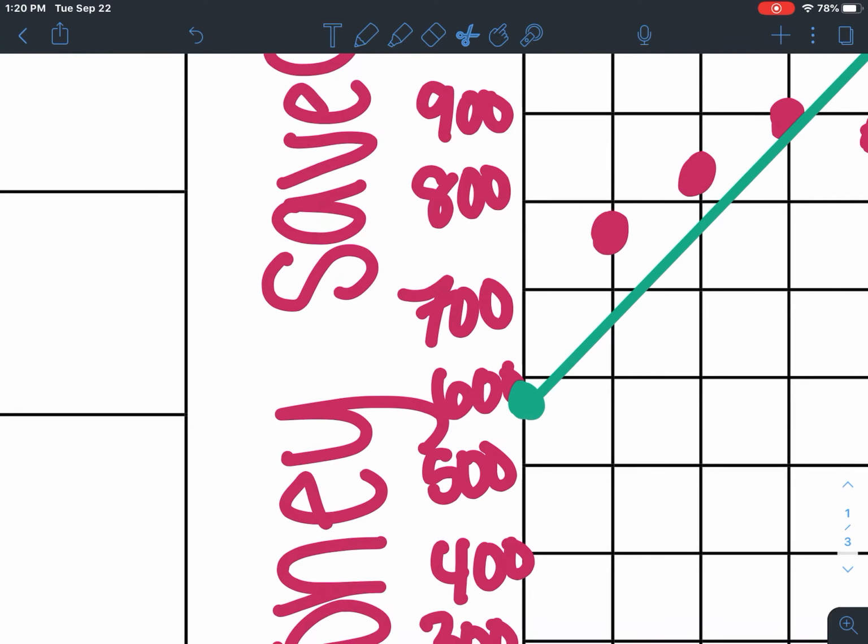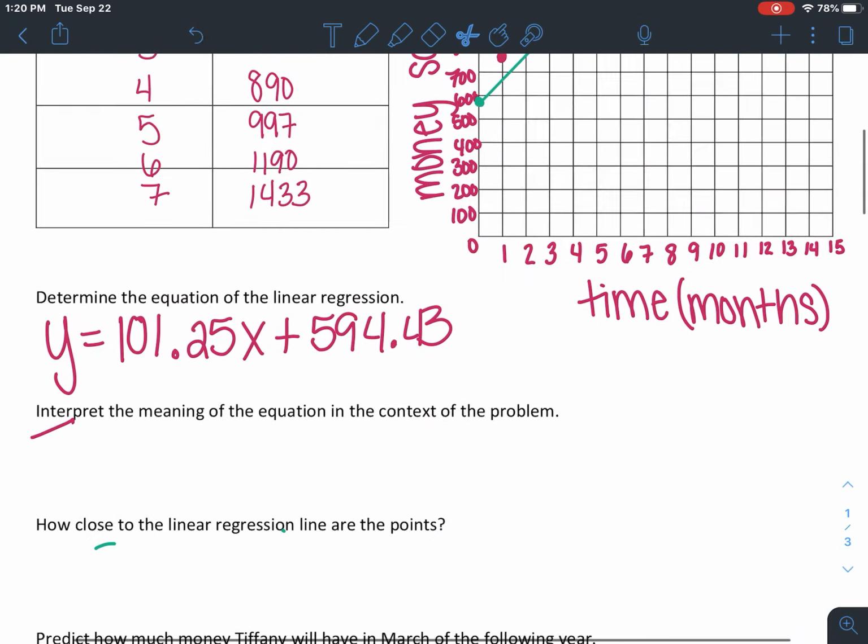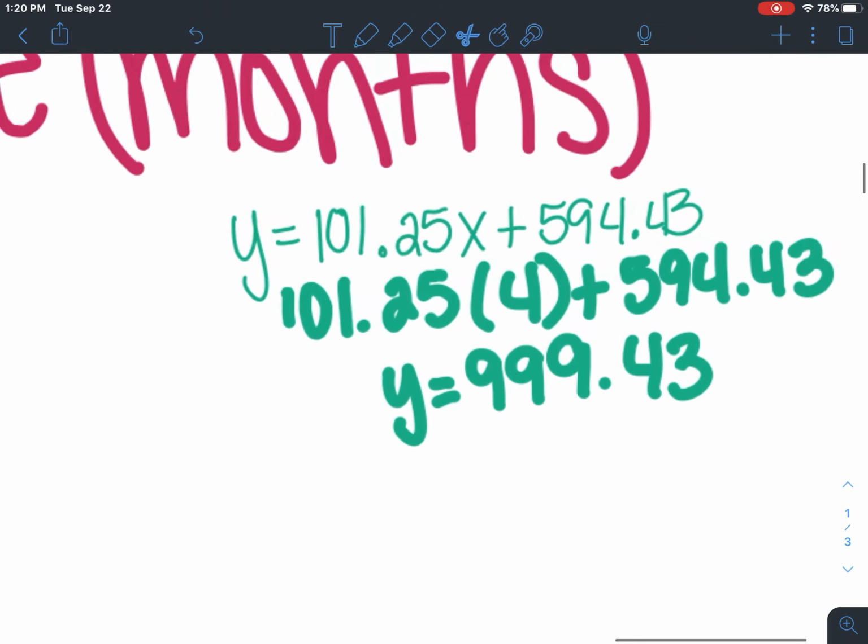I just kind of eyeballed it right there. And then remember, a line is created by 2 points. So I wanted to find another point that was on this line and graph that point. So how did I do that?